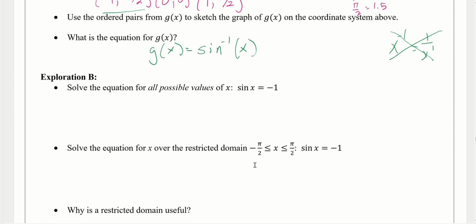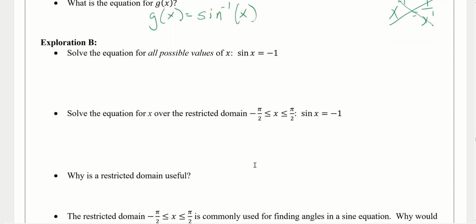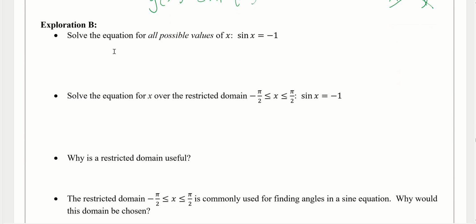So that would be the inverse of sine. Nice. And then let's do another one here. It says solve the equation for all possible values of sine x equaling -1. So what we want to do is we're looking for the angle, right? So we're looking for the angle here. What angle gives me this?